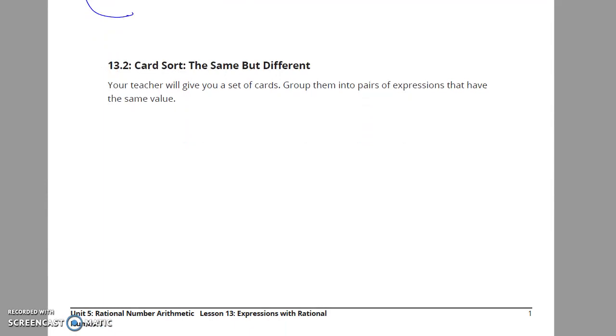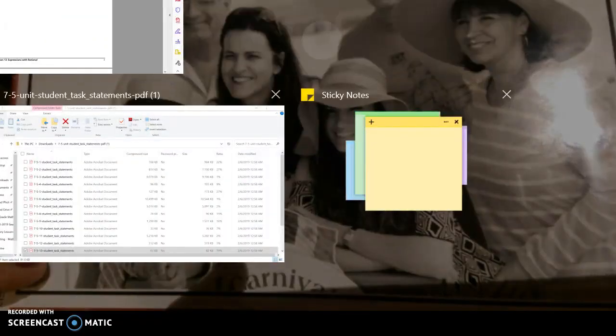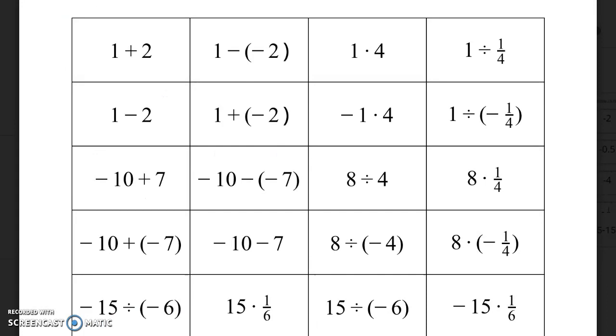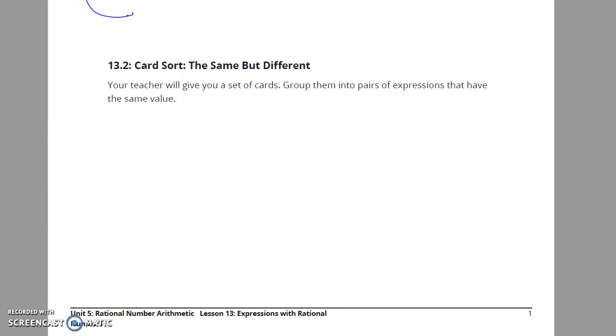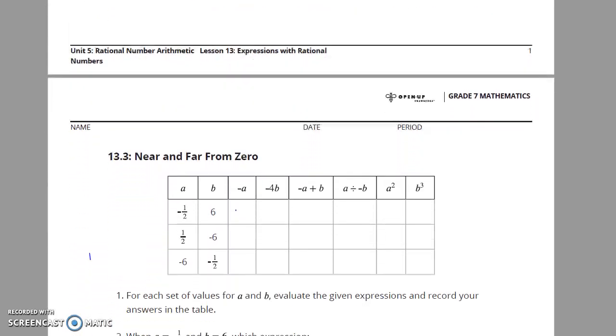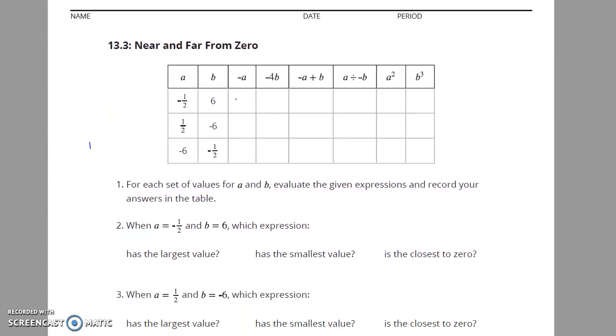So for the card sort, I have posted on your Google Classroom this document. Please cut out and match each expression that has the same answer. Glue them on a piece of paper with the answer for each equation and have it ready for Monday so that I can collect it to make sure you are doing your work. When you are done, move on to this next problem.